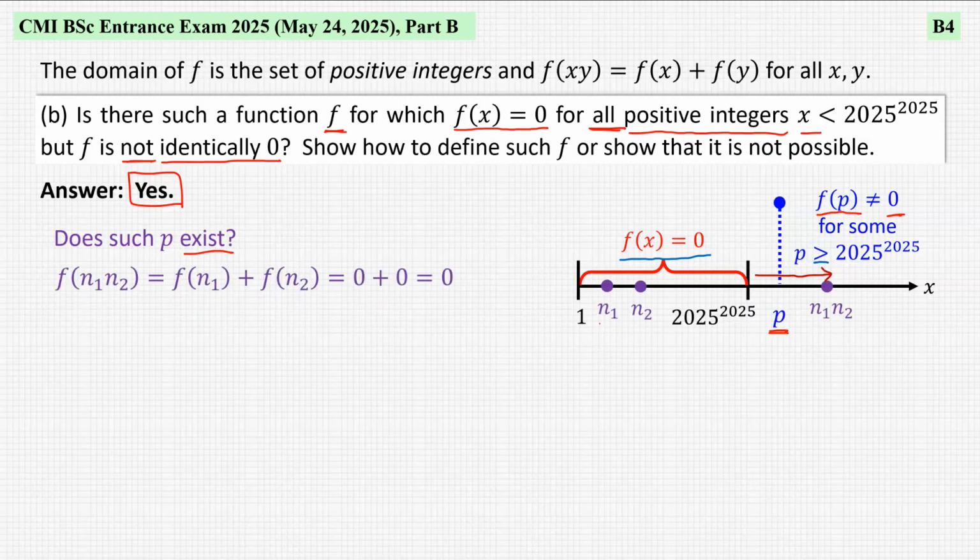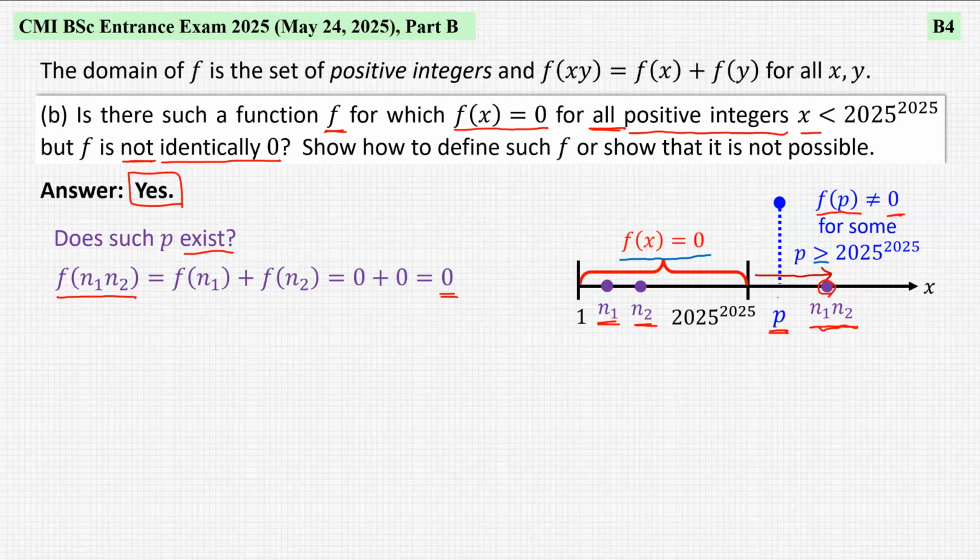For example, if we pick two natural numbers n1 and n2 such that both n1 and n2 are less than 2025 to the power of 2025, but their product n1 times n2 is greater than or equal to 2025 to the power of 2025, the rule suggests that f(n1 n2) becomes 0, even though n1 n2 is above 2025 to the power of 2025.